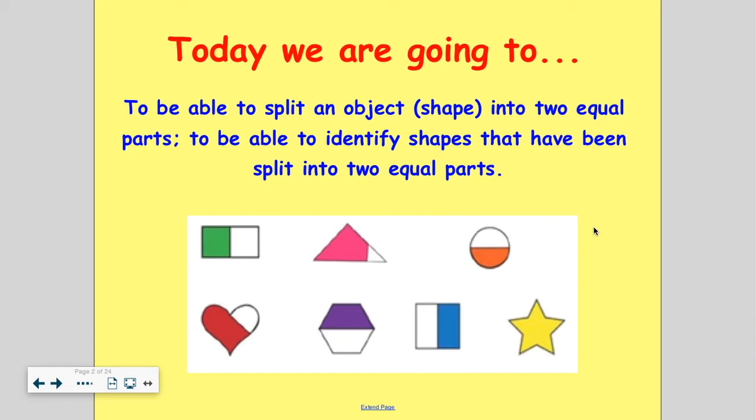Really, a fraction is when a whole thing, in today's case a shape, has been shared equally into a number of parts. Now today we're going to focus on splitting an object, the shape, into two equal parts, and you're going to be able to identify shapes that have been split into two equal parts already. If you look at some of these shapes here, I'm sure you could talk to an adult at home and tell them which ones are equally split into two parts and which ones are not equally shared into two parts. It's that simple. But we're going to move on and have a look at our in focus next.